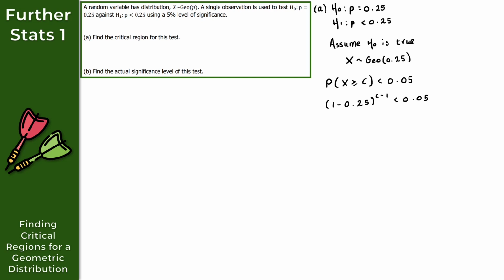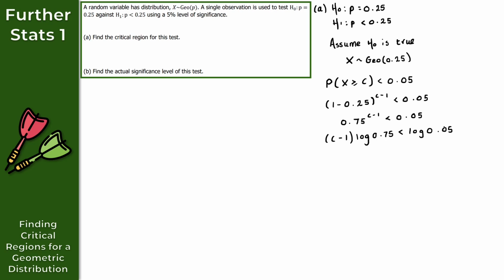To solve for c here, just like we saw for the previous example, we're going to need to use logarithms. So what I've got here is 0.75 to the power of c minus 1 is strictly less than 0.05. Now let's take logs of both sides, and apply the power rule to bring this down in front of the logarithm. So I get (c minus 1) log of 0.75 is strictly less than log of 0.05.